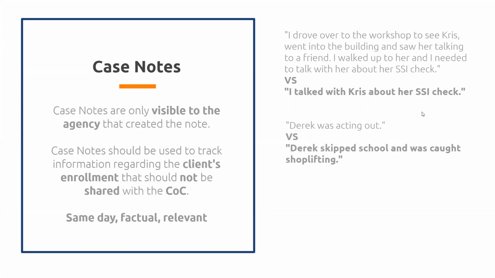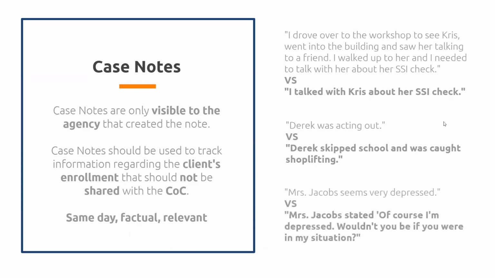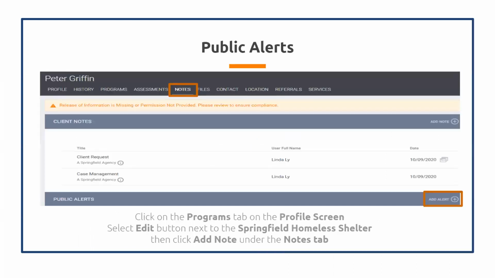Another example would be: Derek was acting out. To reword that, we would say that Derek skipped school and was caught shoplifting. And then another one would be: Mrs. Jacobs seems very depressed. Instead of saying that, we would say that she stated, of course I'm depressed. Wouldn't you be too if you were in my situation?